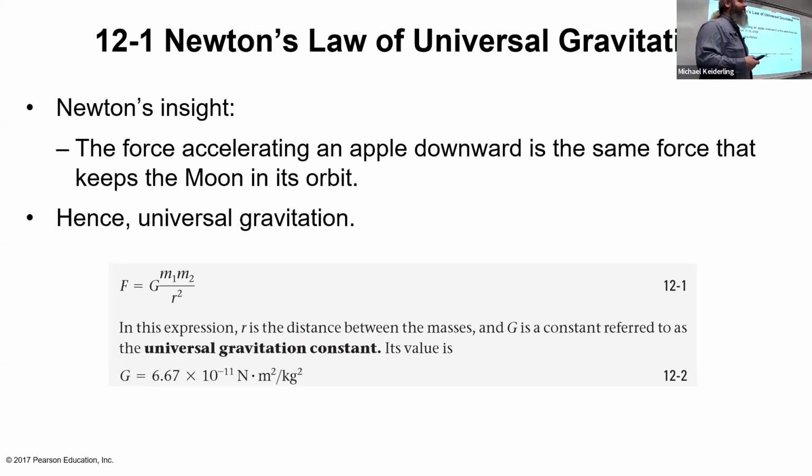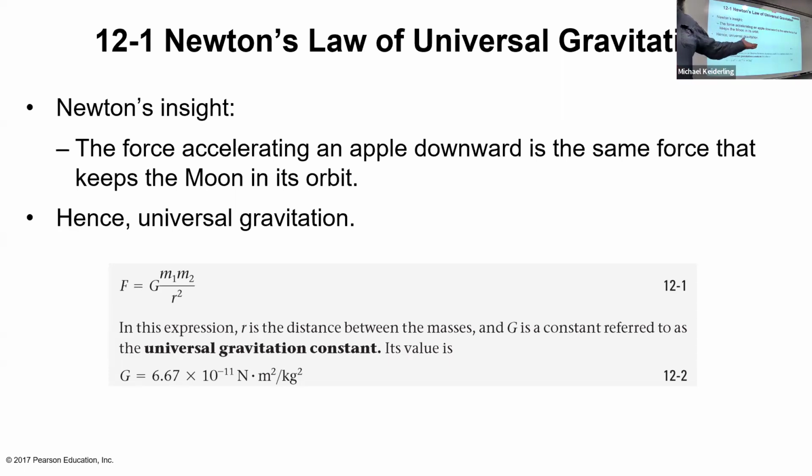So the force of gravity is a force between any two objects that have mass. That force is proportional to a constant, big G, times the masses of the two objects divided by the distance between those two objects squared. It's called an inverse square law.